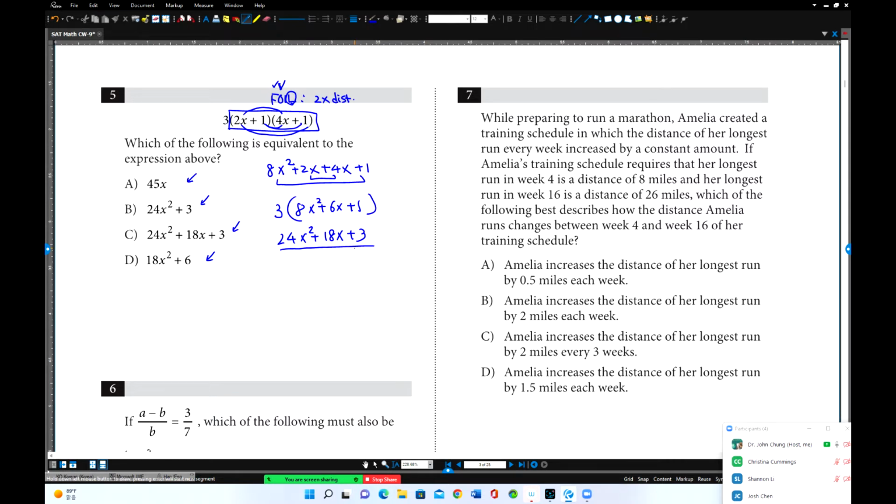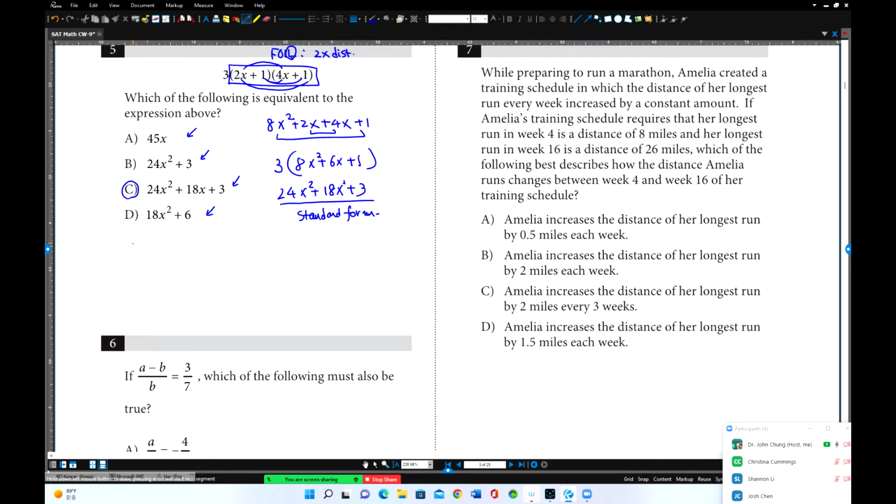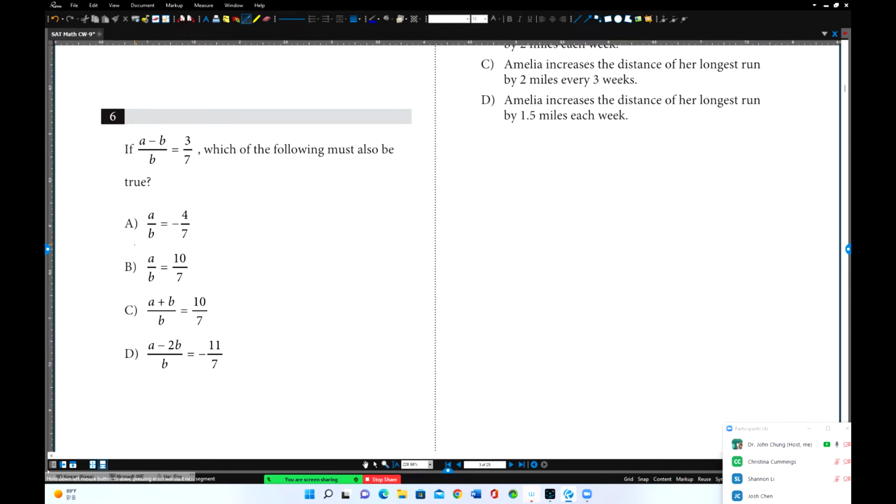Or standard form of quadratics. Always standard form is by descending order. Highest degree is 2, the next is 1, the next is a constant. That's the answer. I think you guys have no problem with that, right? Up to number 5. Now move on to number 6 there.